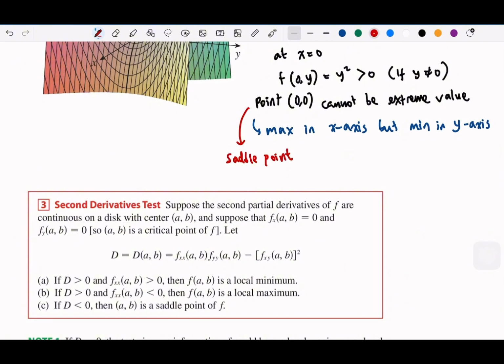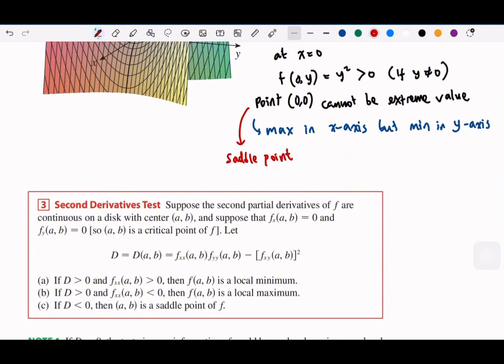We can let this formulation, which we call D, come from the determinant. D is equal to partial xx, which means the second partial derivative with x and then with x, times partial yy, derived with y and then with y. This is the order in which it is derived. And then this is partial xy. Remember, deriving x and then y will give the same result as deriving y and then x. So this minus this squared.